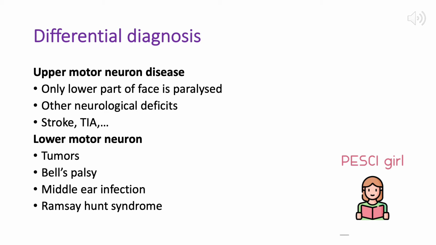In lower motor neuron disease, the important cause is Bell's palsy, which is the idiopathic palsy of the seventh nerve. We have tumors such as parotid tumor. Also, middle ear infection and Ramsay-Hunt syndrome can cause facial palsy.